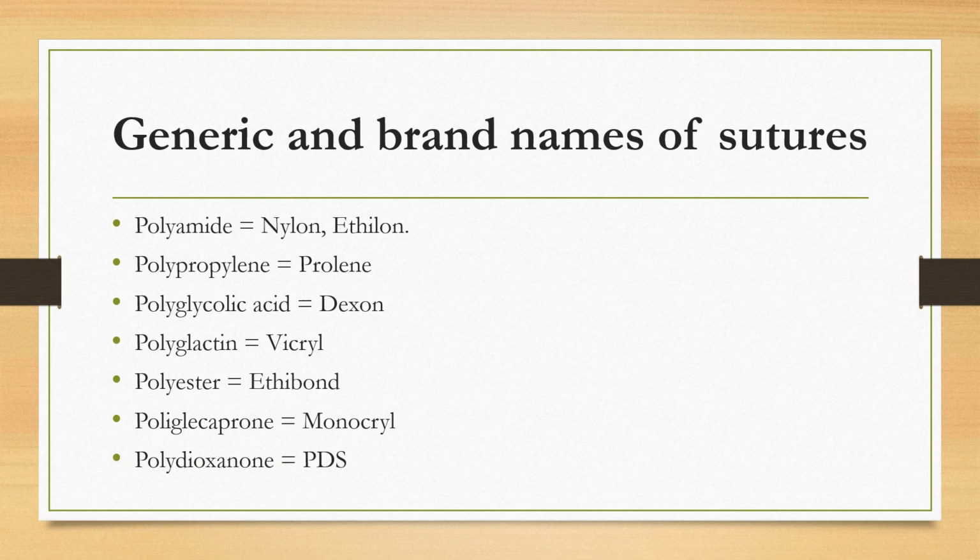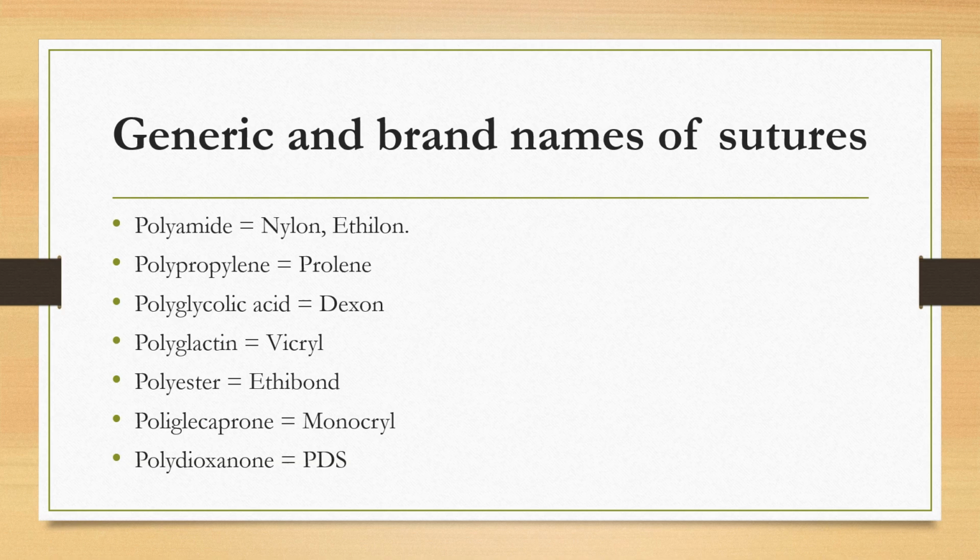For example, polyamide is nylon, polypropylene is Prolene, polyglycolic acid is Dexon, polyglactin is Vicryl, polyester is Ethibond, poliglecaprone is Monocryl, polydioxanone is PDS. I hope I didn't forget anything. Definitely I didn't go over everything about sutures. I will leave something for you.